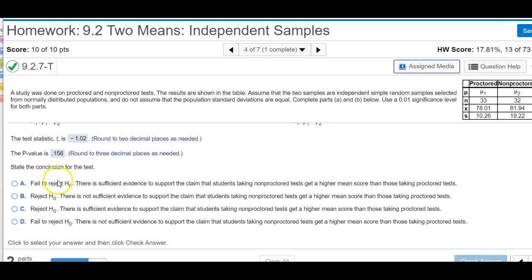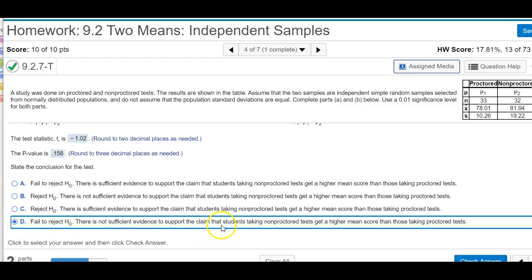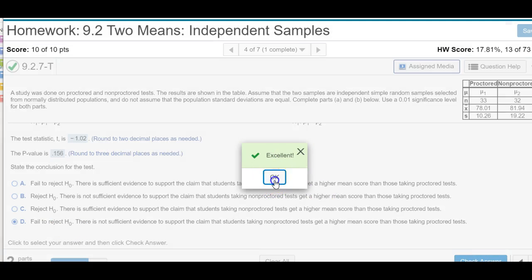So the next step is to make our conclusion. Here we have to be careful. Our significance value is 0.01, and our p-value is greater than our significance value, so we fail to reject the null hypothesis, meaning there's not significant evidence to support the claim. So we can check our answer.